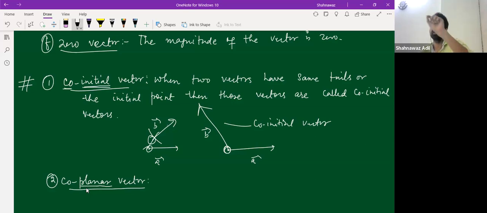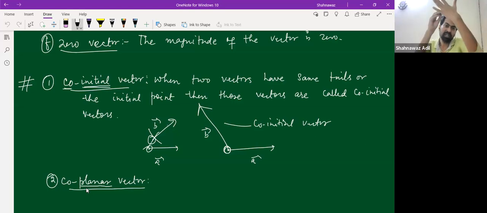If I draw all those vectors on that wall only, they will be called coplanar vectors. And if I draw one vector on the wall and some other vector not on this wall, those two vectors would not be coplanar, right? Understood, guys?